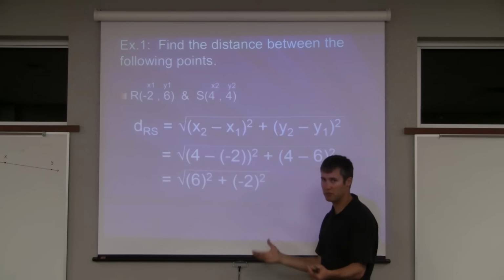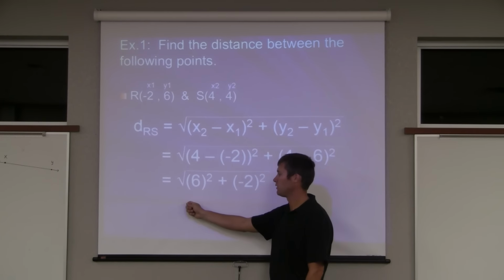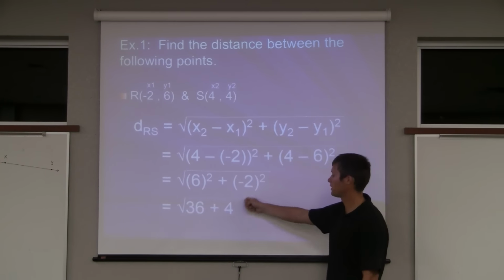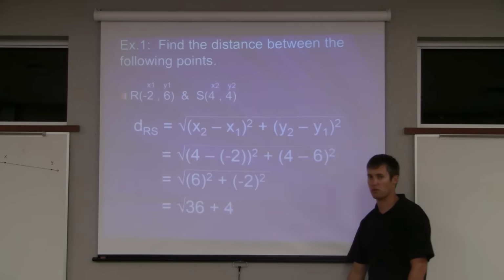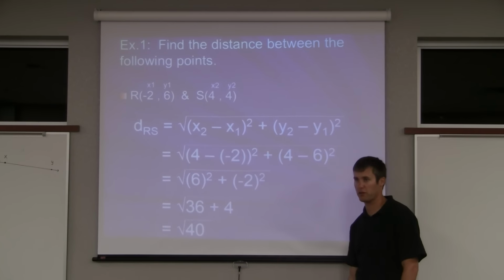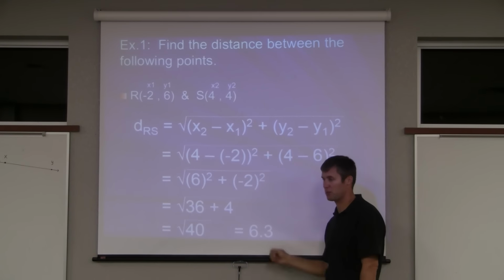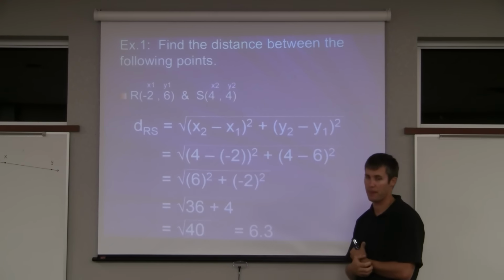Square it. So anytime you square it, we're getting rid of the negative value. So 6 squared would be 36. 2 squared would be 4. Add those together. 36 plus 4 is 40. So the square root of 40. So the distance, how far apart they are, is about 6.3 units.